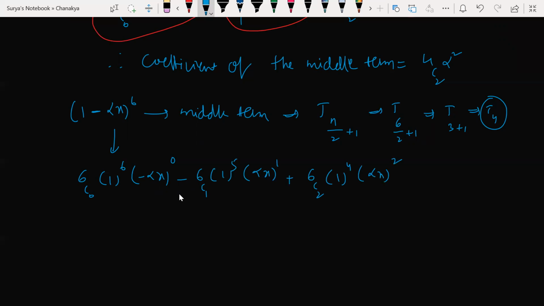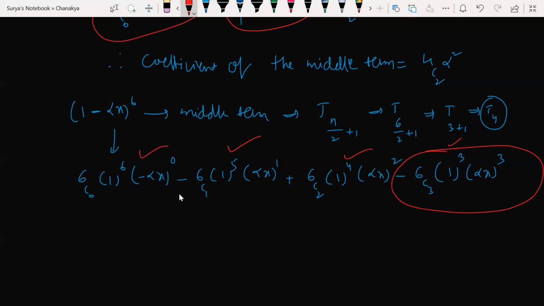alpha x to the power of 2, minus 6C3, 1 to the power of 3, alpha x to the power of 3. Correct? So we want the fourth term. This is the first term, this is the second one, third one, fourth one. So I want this one. Correct? We want this one. Am I correct? Yes or no?